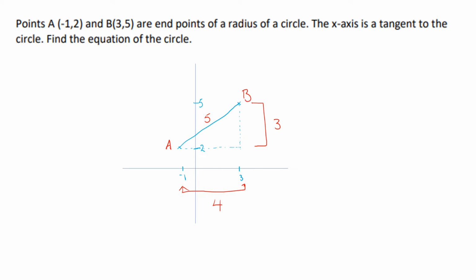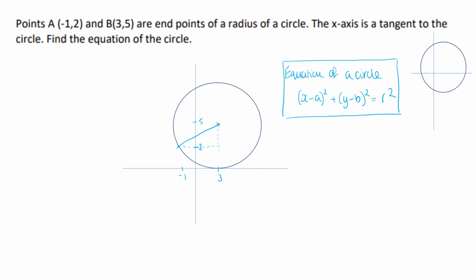And that's going to tell us that the point B is going to be the center, because if we want it to sit on the x-axis, then this is also going to be a radius here, and it is of length 5. So with our center here at 3, 5, because they're both radii, both of 5, we need to remember what the equation of a circle is.